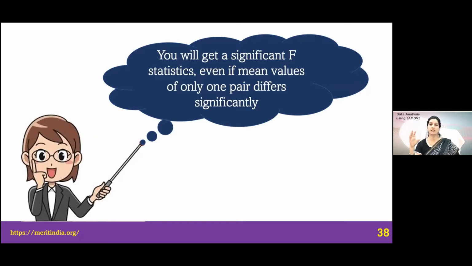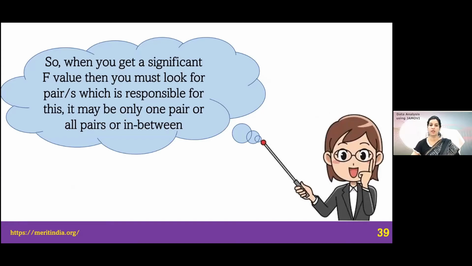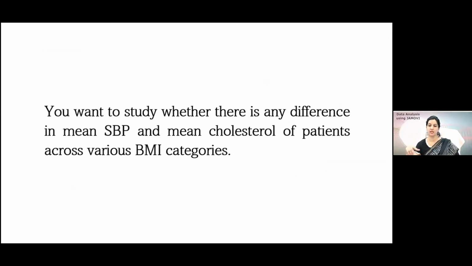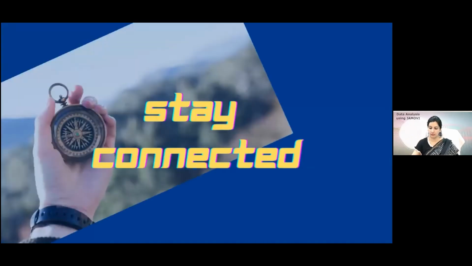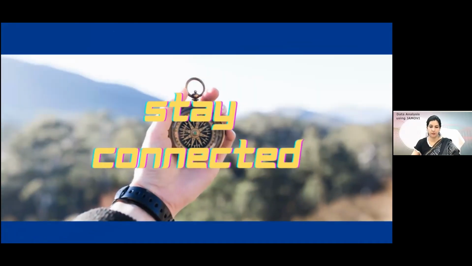It is not necessary that all post hoc will be significant. Even if there is one group which is significant, you may get a significant F value. So if you are having a significant F value, you should always look for the pairs which are having that significance. That means you should do a post hoc test. Okay, so I'll go to this question now.